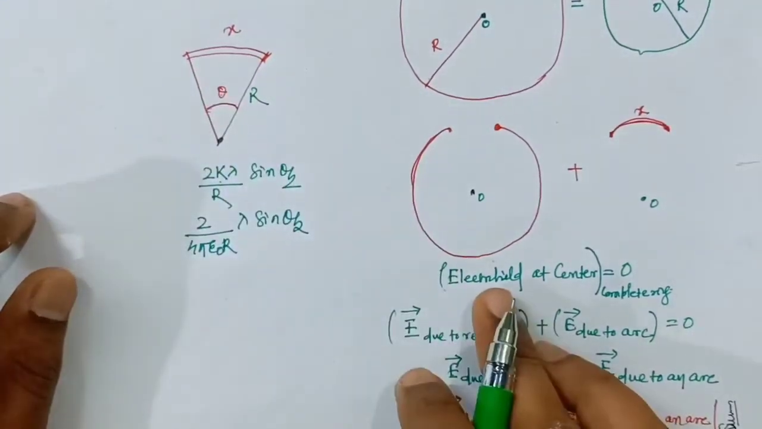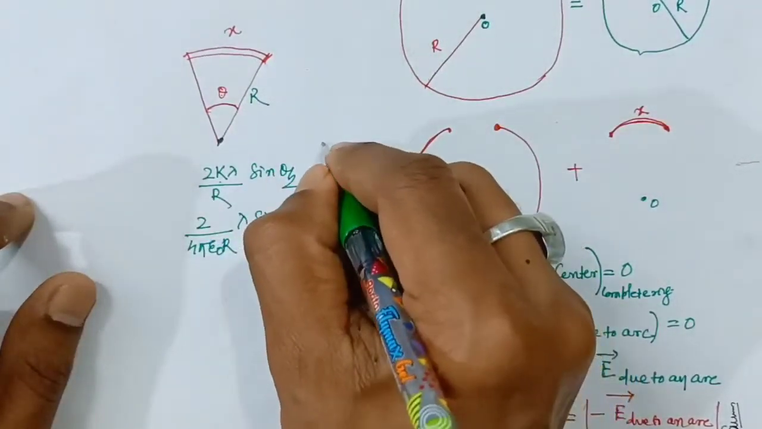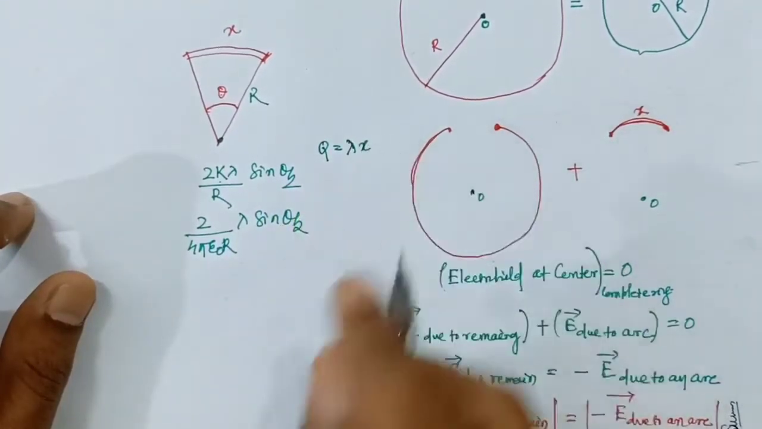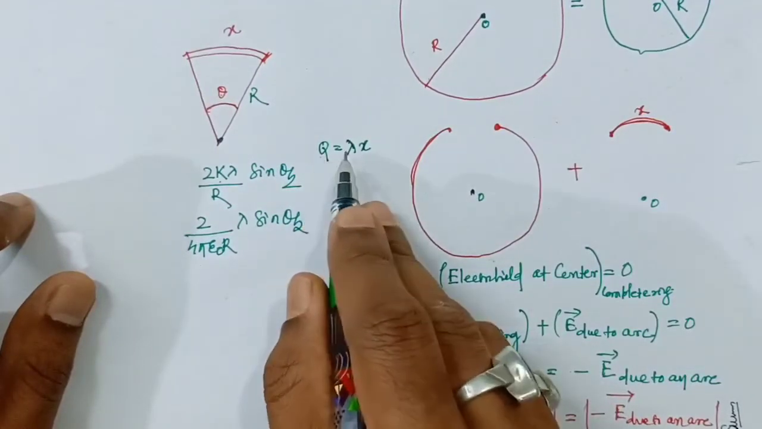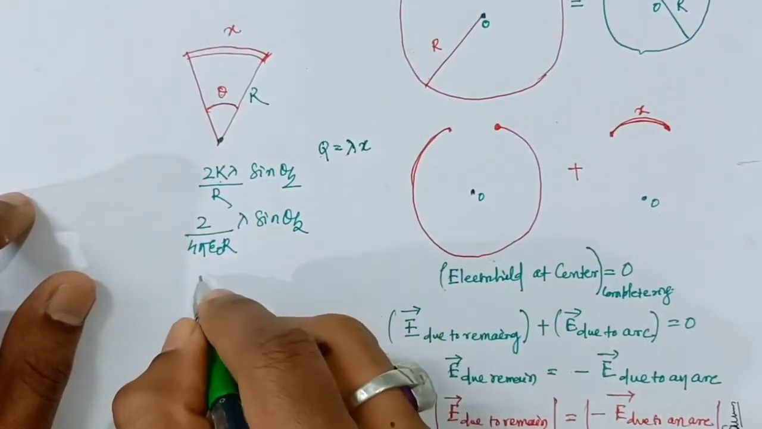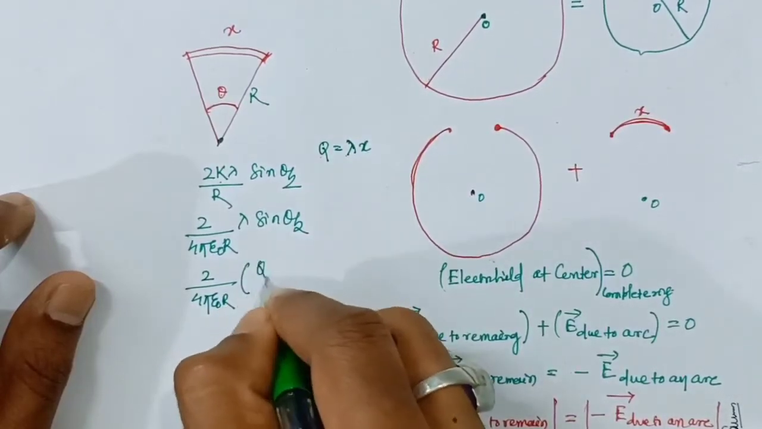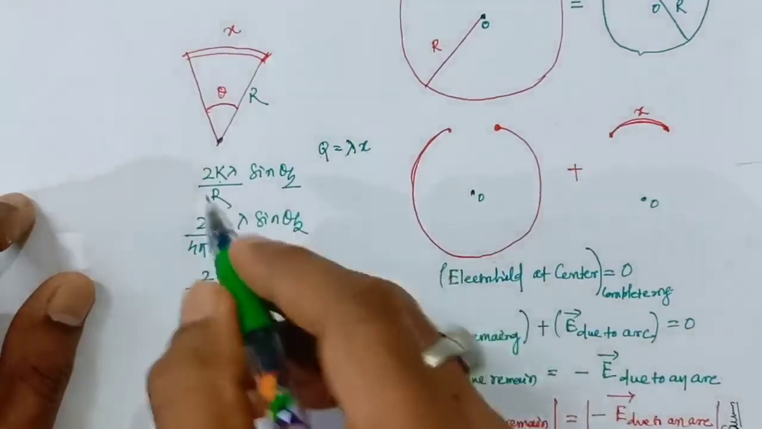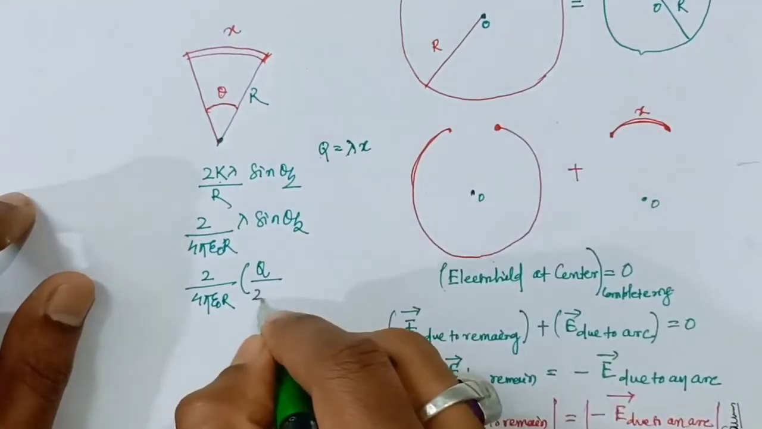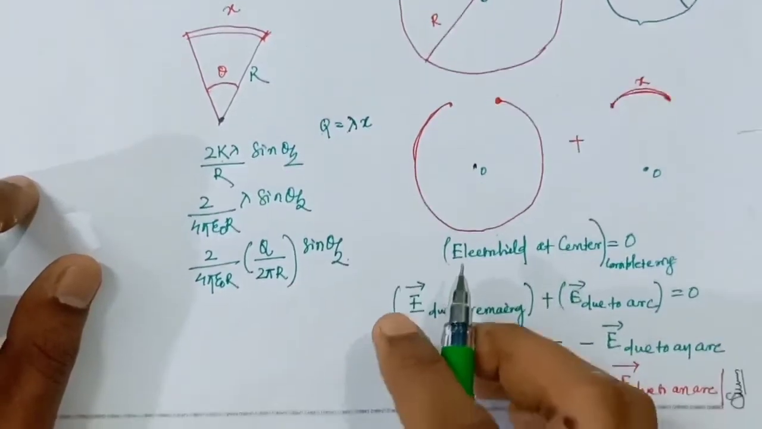And very carefully, a student has to observe what the value of lambda is. We know charge equals lambda into length x. The total charge is Q equals lambda into x. What is lambda? Charge per unit length. So one can substitute: 2/(4πε₀ r), and lambda is charge per unit length. When you are talking about this, the complete ring length is 2πr, and this is sin(θ/2). I hope the scenario is clear to everyone.